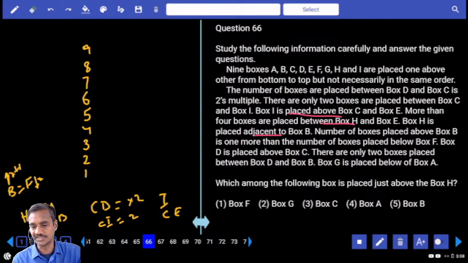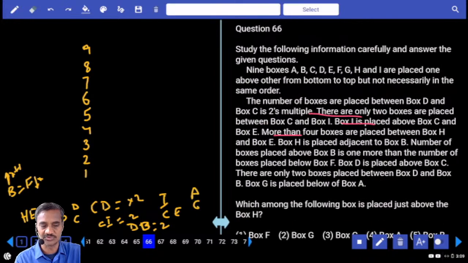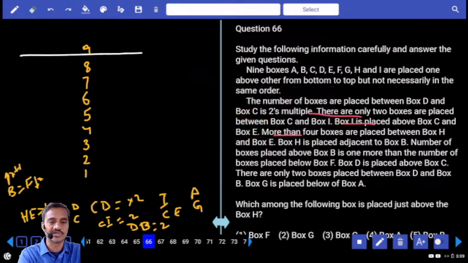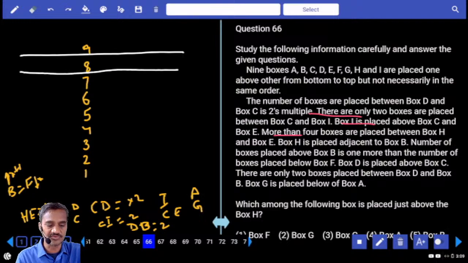And box D is placed above C, and there are only 2 boxes between D and B. And G is placed below E. This is the information given. As of now, there is no definitive information given at any of these places, so tell me from where we can start.